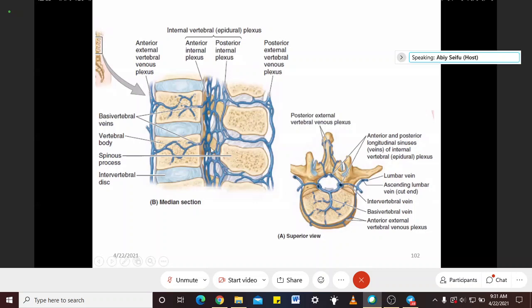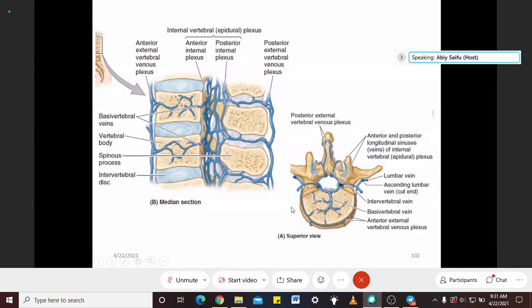This one is the internal plexus, which is found within the vertebral column. Again, this internal vertebral plexus is also divided into anterior and posterior parts. The anterior one lies on the posterior surface of the body, and the posterior one is associated with the arch and lamina, specifically the lamina. Then those communicate with the external one.